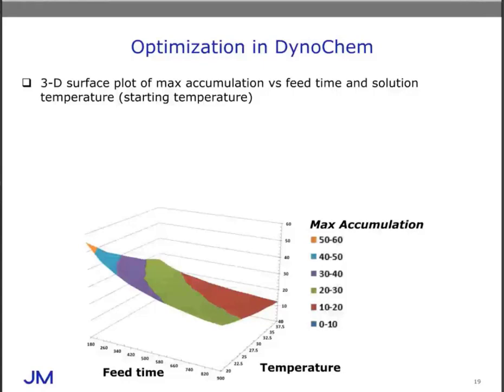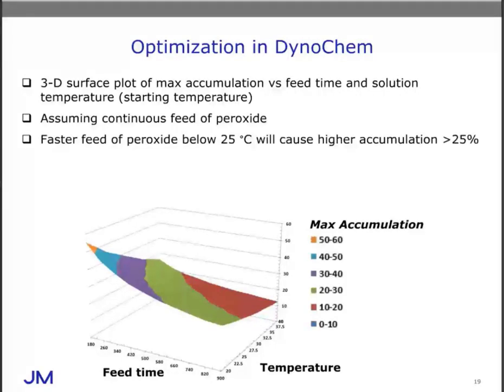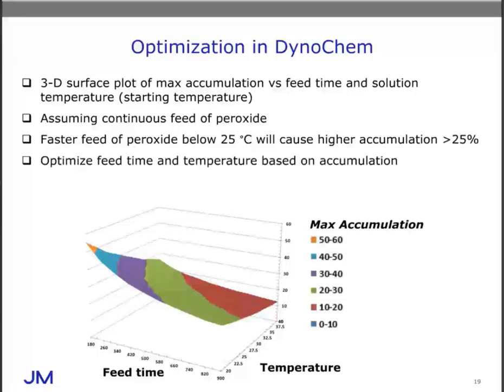This allows the chemist and the engineer to look at the level of maximum accumulation at different temperatures and feed times and choose the condition they want to conduct. This model assumes a continuous feed of the hydrogen peroxide. And you can see from the curve that a faster feed rate below 25 degrees will cause higher accumulation, greater than 25%.